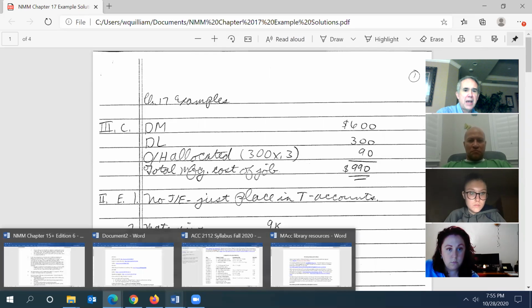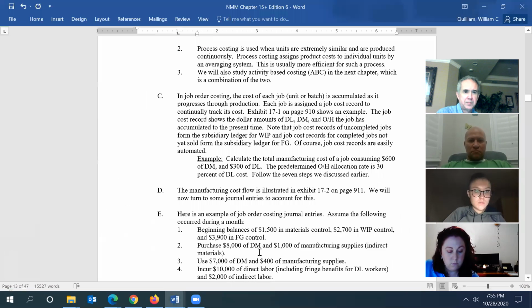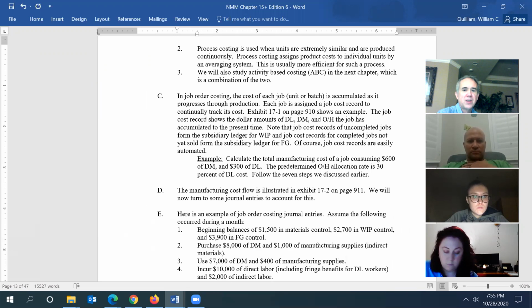Then, coming back to the outline itself, we have journal entry 3. We're going to use $7,000 of direct materials and $400 of manufacturing supplies. So they're going to go from the materials inventory account over to the assembly line. And let's see how we do that. Journal entry number 3.